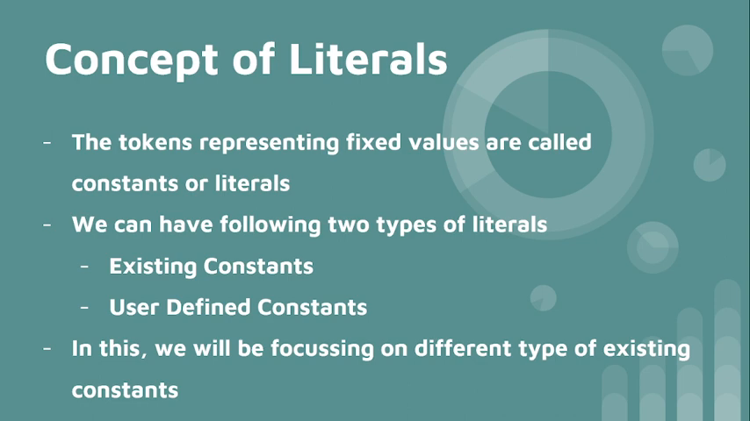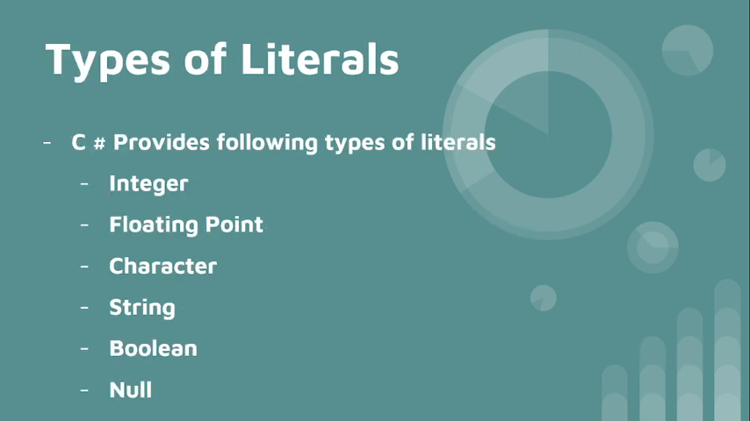Okay, so let us go ahead. Now what are the different types of literals which are provided by C Sharp? So we have mainly integer, floating point, character, string, boolean, and null. These are the different types of literals which are there in C Sharp. So in this video we'll plan to complete integer type of constants or literals as well as floating point literals. In the further videos we'll have the remaining literals being covered.